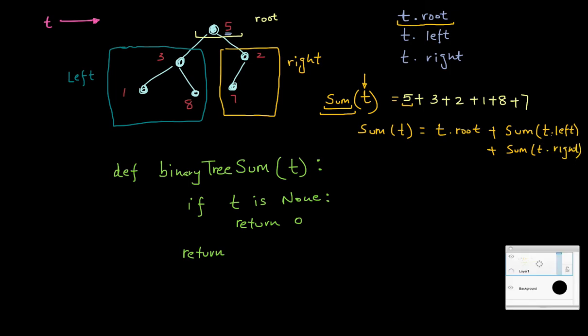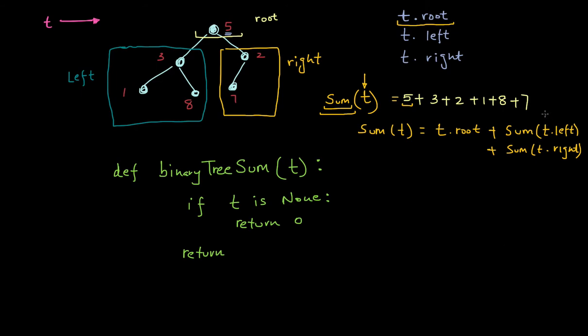But this raises an interesting question. What if t is none? If t is none, I'm going to say none dot left. This is going to result in a none type error. But I don't have to worry about that case because my base case has already checked for that. My base case right there is making sure that if t is none, return back a 0.